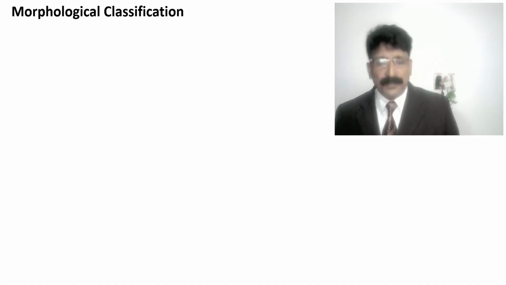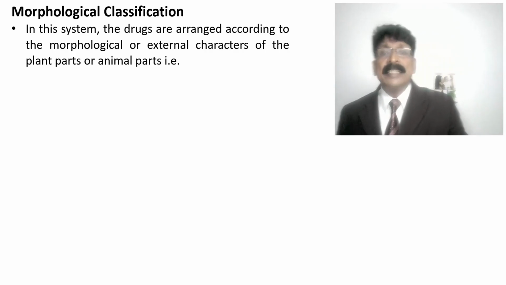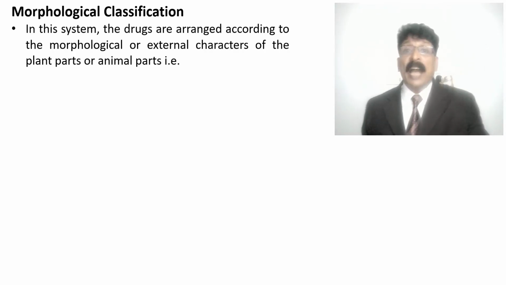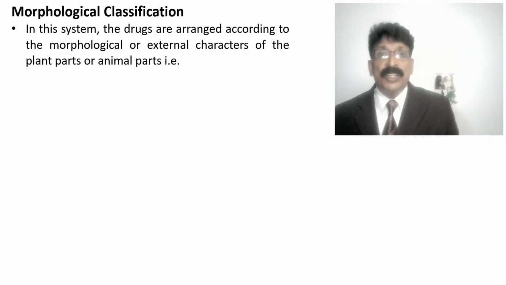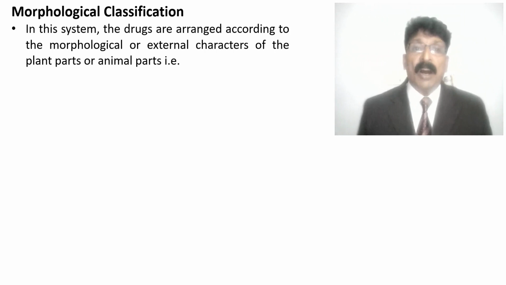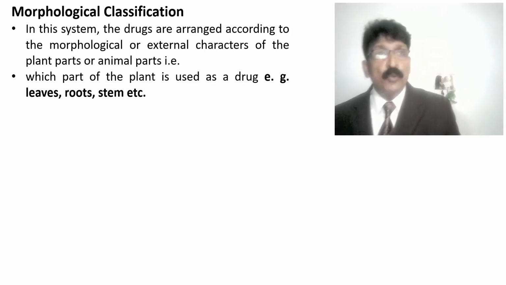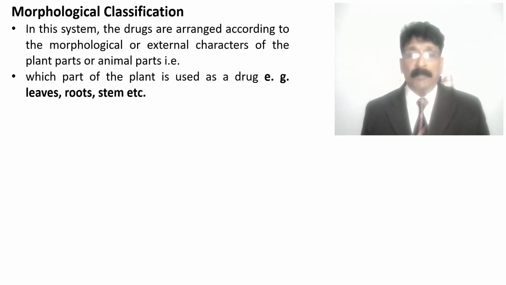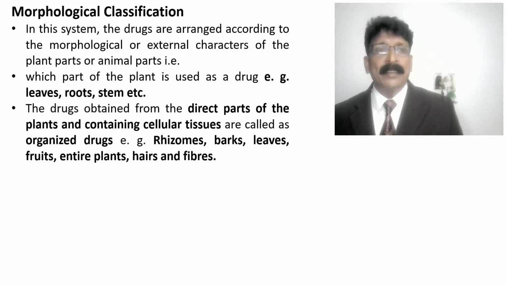Morphological classification is an important section which we have discussed in our class. In this system, the drugs are arranged according to the morphological or external characters of the plant parts or animal parts. That is, which part of the plant is used as a drug. For example, whether it is leaf, root or stem, if it is a plant. For animals, it means liver, heart, or maybe skin, maybe bones.